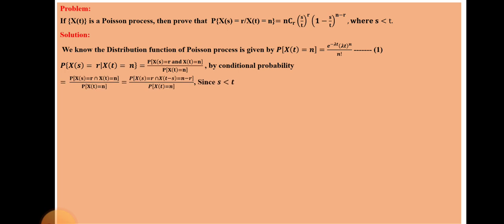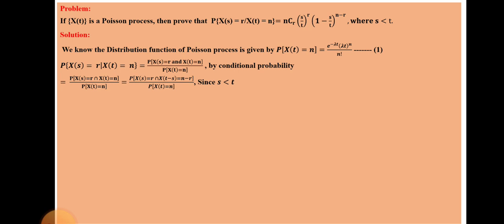We know the probability of A given B is the probability of A intersection B divided by the probability of B, or B given A is the probability of A intersection B divided by the probability of A. Same like that, instead of A we are having X(s) equal to r, and B is X(t) equal to n. So A intersection B by probability of B.